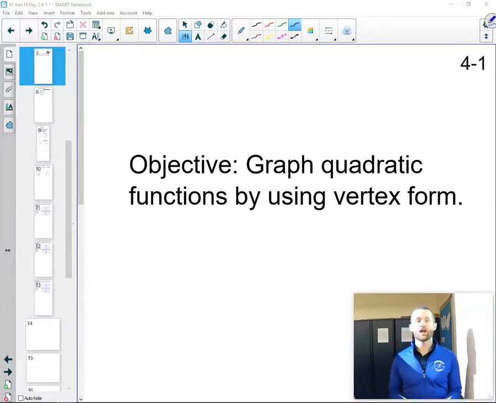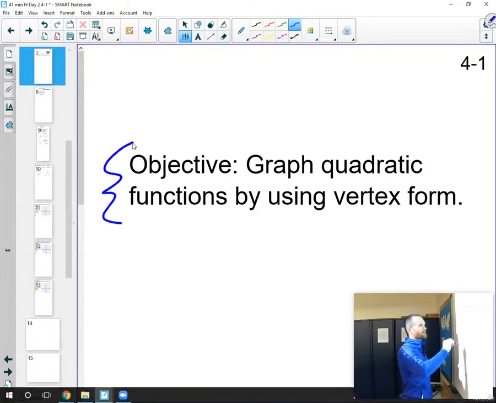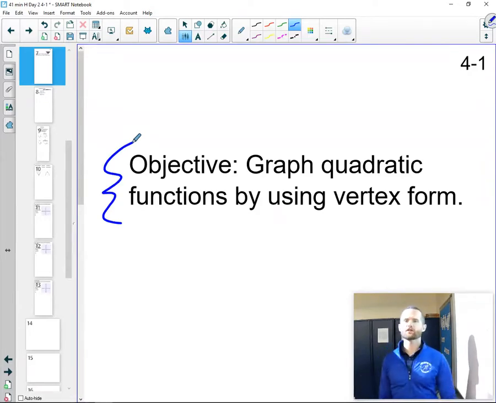G, and in this video we're doing Chapter 4, Section 1, and after today we should be able to graph quadratic functions by using vertex form. Graph quadratic functions by using vertex form.